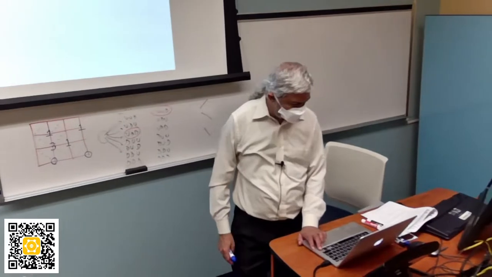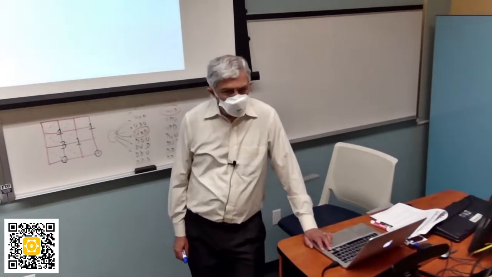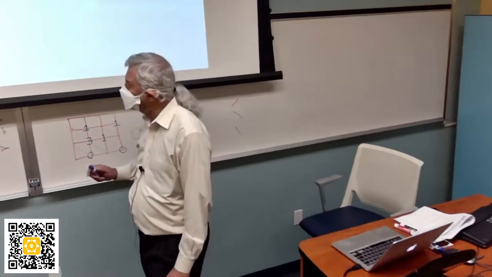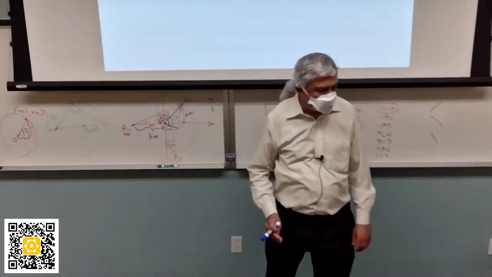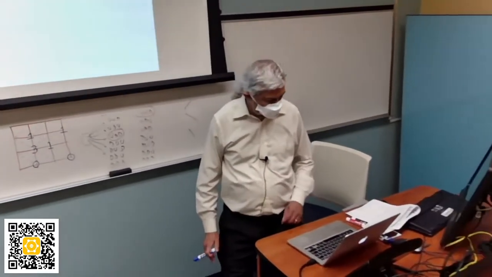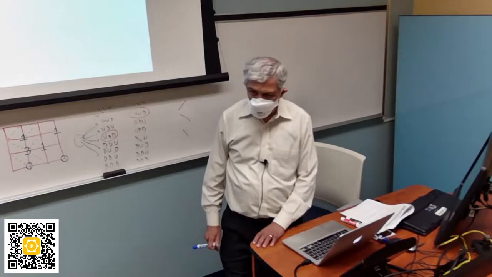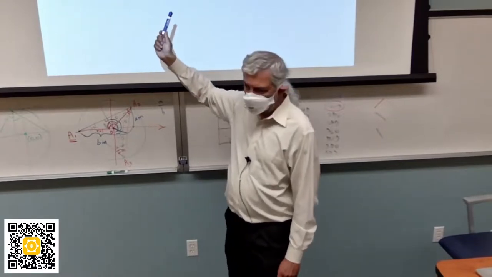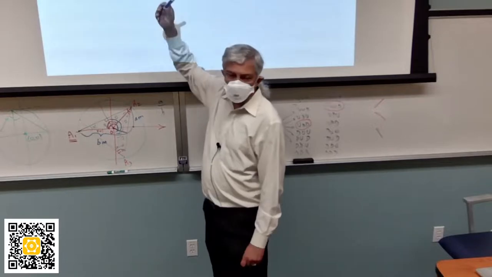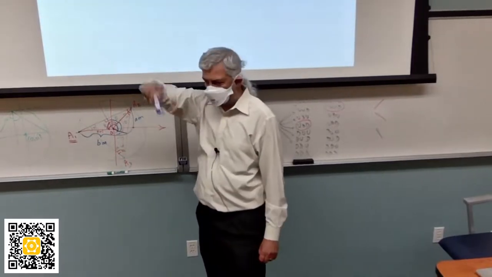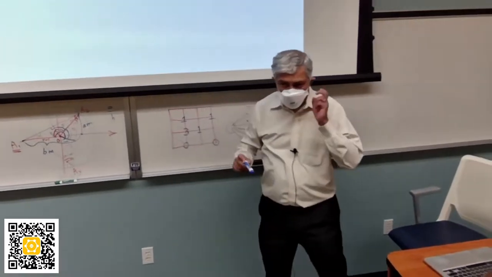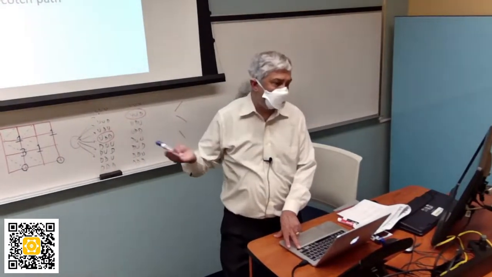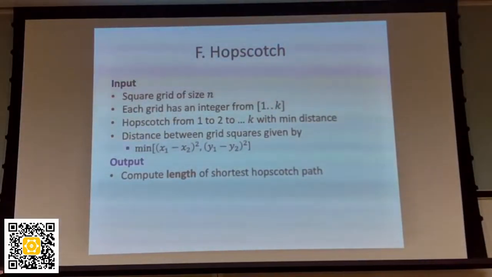Now, distance is defined in a strange way. It's not the distance in a Euclidean measure. Instead, it's given by this strange-looking formula. And we'll revisit the way this is defined, because there's something pretty strange about it. Okay? So what is Euclidean distance? How is this different from Euclidean? What would you see in Euclidean distance? Instead of comma, you would see a plus. And instead of minimum, you'd see a square root, right? And what you want as output is the length of the shortest hopscotch path.